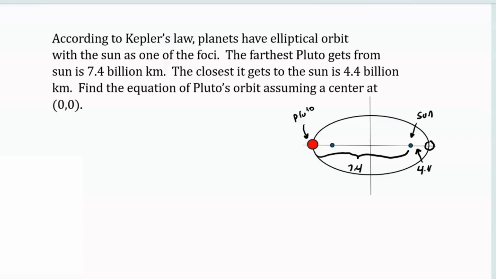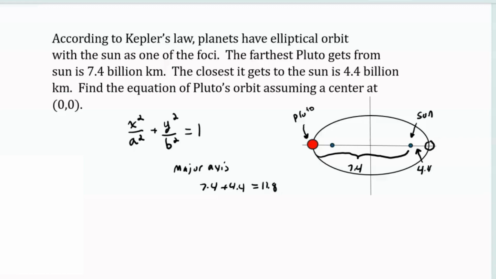Alright, so I know in this case, with the direction that this orbit is going, we're going to have this equation of the ellipse. The major axis is going to be under the x value. Now my strategy here is I can get the major axis. If I add the 7.4 plus the 4.4, the major axis is going to equal 7.4 plus 4.4, which is equal to 11.8.